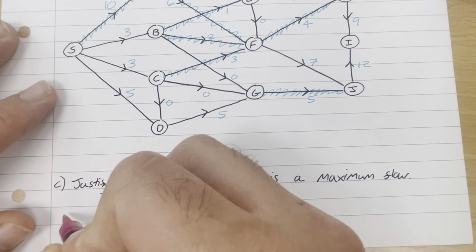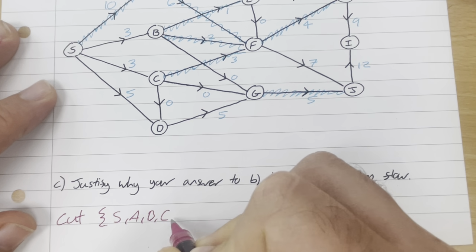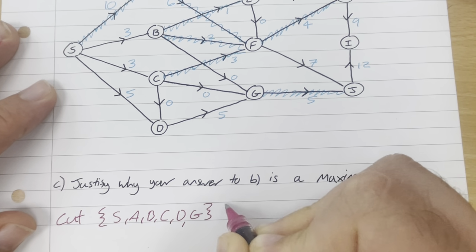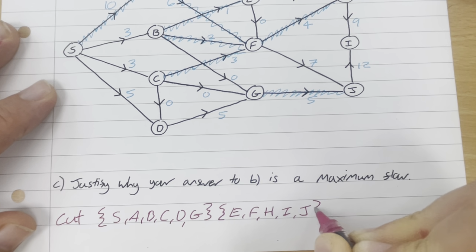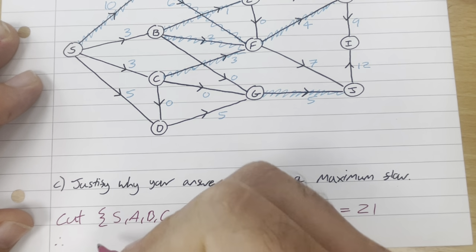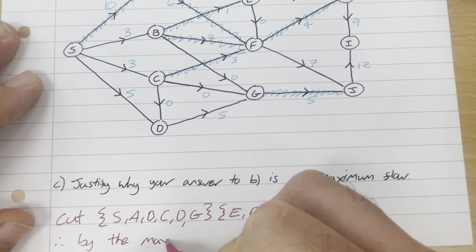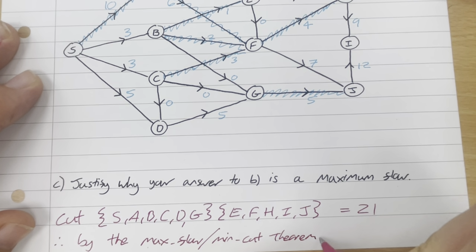Okay, so what I'm going to do is, for my answer to this question, I'm going to say cut S, A, B, C, D, G, E, F, H, I, J, equals 21. Okay, that's enough in my answer for that cut. Okay, because this is a notation for cuts which the exam board recognise. Therefore, by the max flow min cut theorem, 21 is the maximum flow.